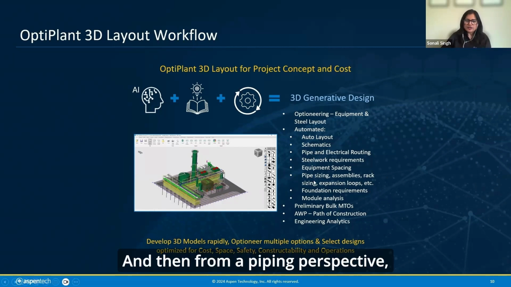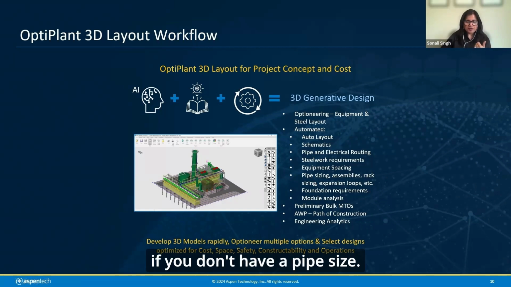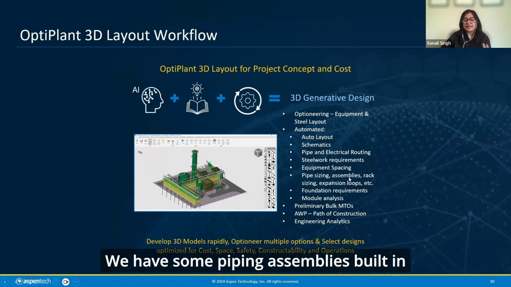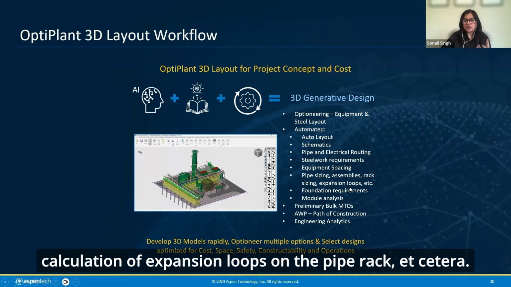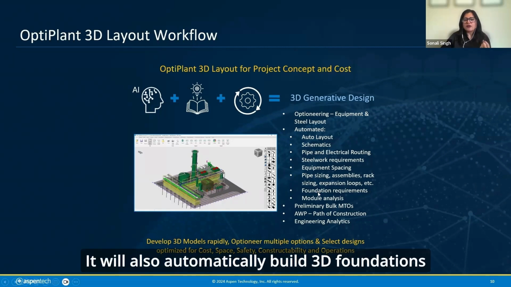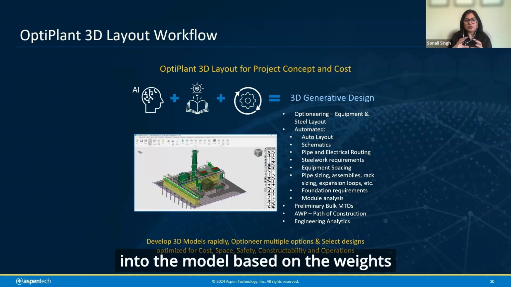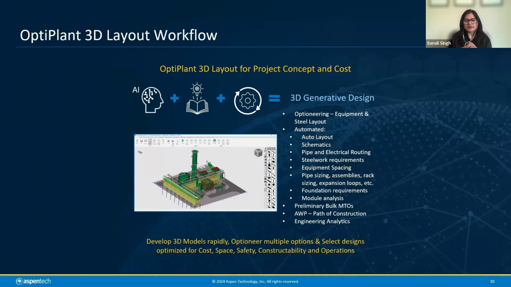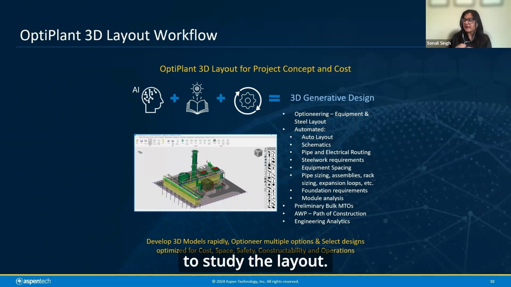And then from a piping perspective, there are some basic algorithms for pipe sizing early on if you don't have a pipe size. We have some piping assemblies built in for control stations around pumps, around heat exchangers, calculation of expansion loops on the pipe rack, et cetera. So a lot of little piping analytics, I'd say, built in there. It will also automatically build 3D foundations into the model based on the weights and based on the soil criteria. So it's just another element for evaluation purposes to study the layout.